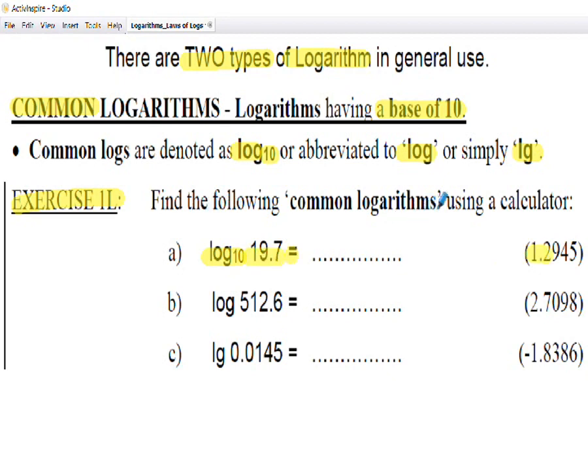If you type on your calculator log of 19.7 and press equals, you'll get the value of 1.2945. If you type in log of 512.6 on your calculator, press equals, you'll get the log value of 2.7049. And if you type in the log of 0.0145 on your calculator, you'll get the value of minus 1.8386. Values of logs less than 1 are always negative.